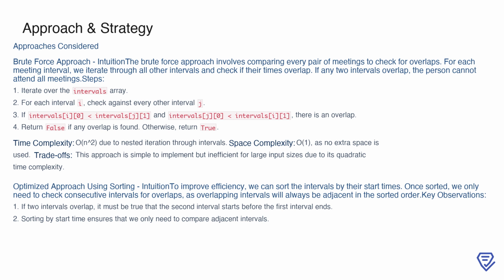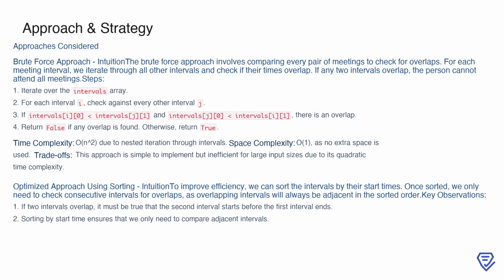The steps are straightforward. First, loop through the intervals array. For each interval, you check whether its start and end times overlap with any other interval using the conditions provided. If any overlap is found, we return false, indicating not all meetings can be attended. Otherwise, if no overlaps exist, we return true.